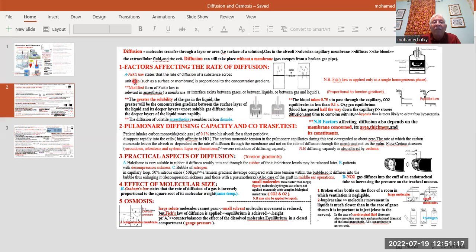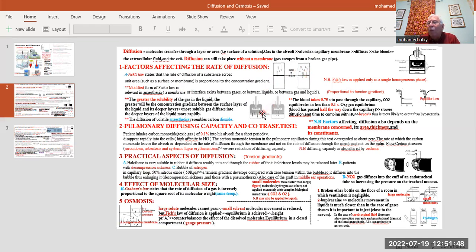The first point is Fick's law of diffusion, where the pressure difference affects the rate of diffusion. The difference of the tension of the gas from this area to this area makes the rate increase accordingly. So this is a homogeneous phase, from gas to gas, but it can be modified in case of the gas being transferred to liquid.